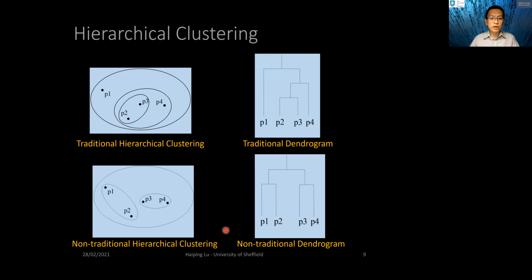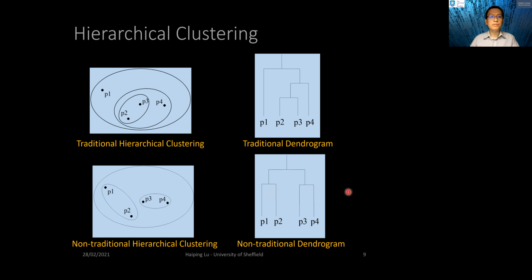And for non-traditional clustering, the difference between two adjacent clusters can be more than one point, such as here, right? So P1 and P2 are one cluster, and P3 and P4 are one cluster. And therefore, this will lead to a non-traditional dendrogram that looks like this, right? So the difference between the next two levels is not one point, but more than one point.